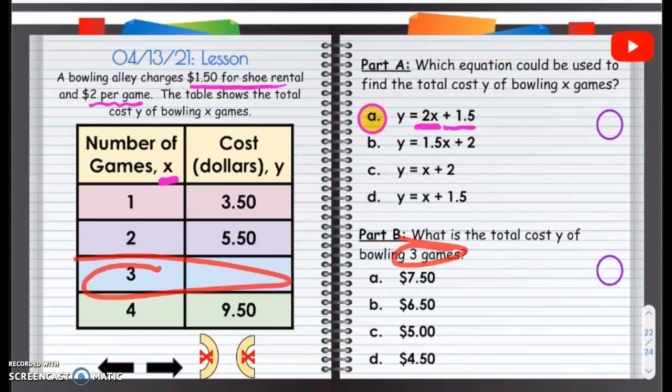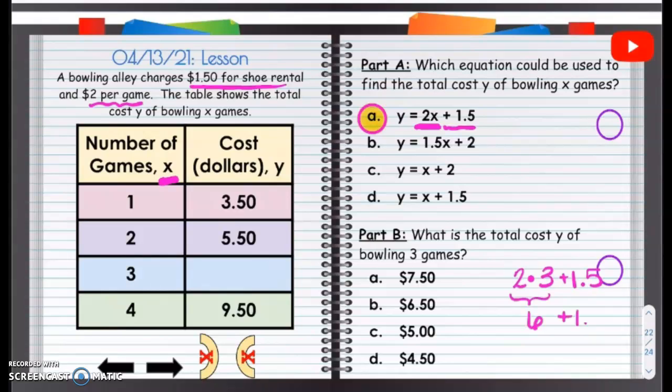If we were to play 3 games, we're going to do 2 times the 3 games, and then we'll add $1.50. Remember, we have to multiply before we add. 2 times 3 is 6. Don't forget to add that $1.50. 6 plus $1.50 is going to be $7.50, and that will be letter A again.